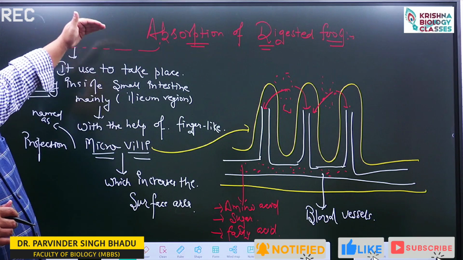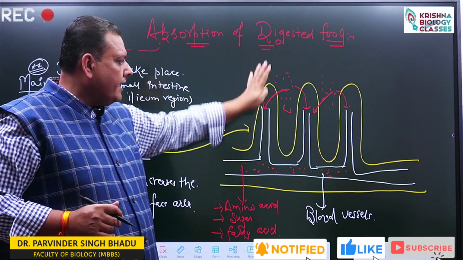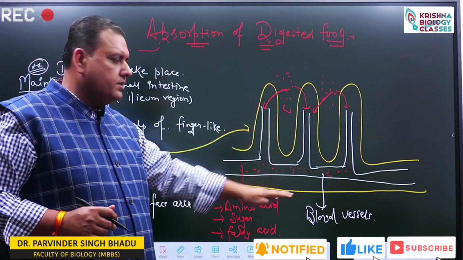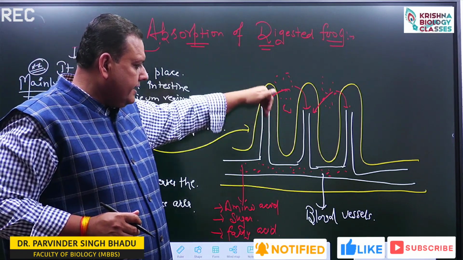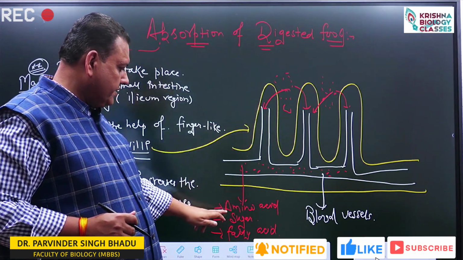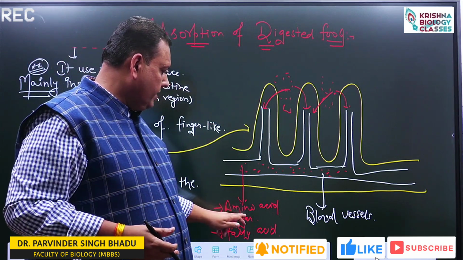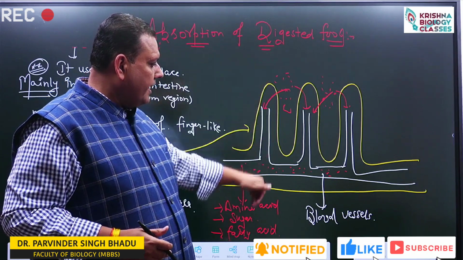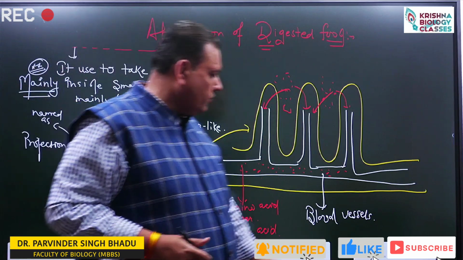What is the specificity of this region? It contains finger-like projections which are named as microvilli. What is the utilization of microvilli? It increases the surface area, and inside it blood vessels are present. The digested food, which is amino acid after protein digestion, carbohydrate converted into sugar, and fatty acid, they enter into the blood vessel, and this process is named as absorption.